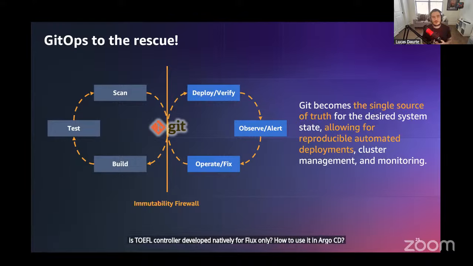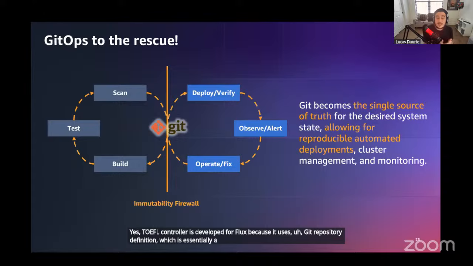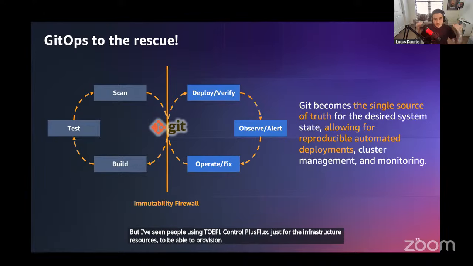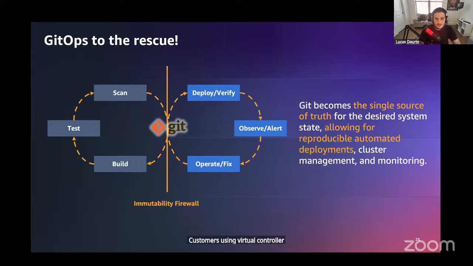Yes, Tofu controller is developed for Flux because it uses the Git repository definition, which is essentially a definition of Flux. But I've seen people using Tofu controller plus Flux just for the infrastructure resources, to be able to provision and reuse the Terraform code base, and then use Argo for the rest of the stack. So that's a pattern that I've seen customers using. But Tofu controller in this case is available for Flux.